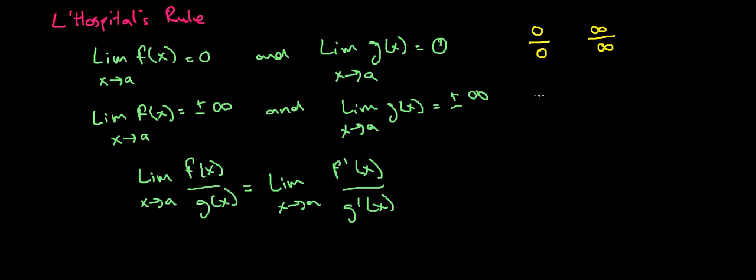So let's do an example. Let's suppose I have the limit as x approaches 1 of the natural log of x over x minus 1. So using the old methods, there isn't really a good way to evaluate this limit, because as x approaches 1, the natural log of 1 is 0, and then this will be a 0 in the denominator, so I'm going to have a 0 over 0 indeterminate form.